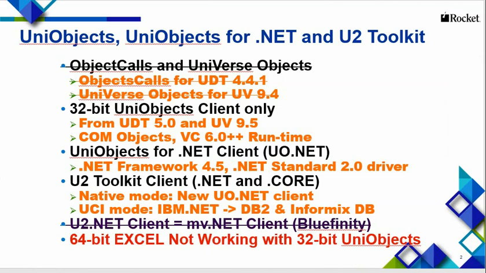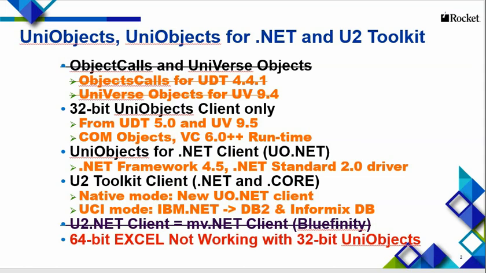The latest U2 Toolkit is a new client. It can work with .NET Framework 4.5, 4.6, 4.7, and 4.8. Then we also have a Standard 2.0 driver in the Toolkit client. On the latest one, we just released a new driver. We call it the .NET 6 driver.